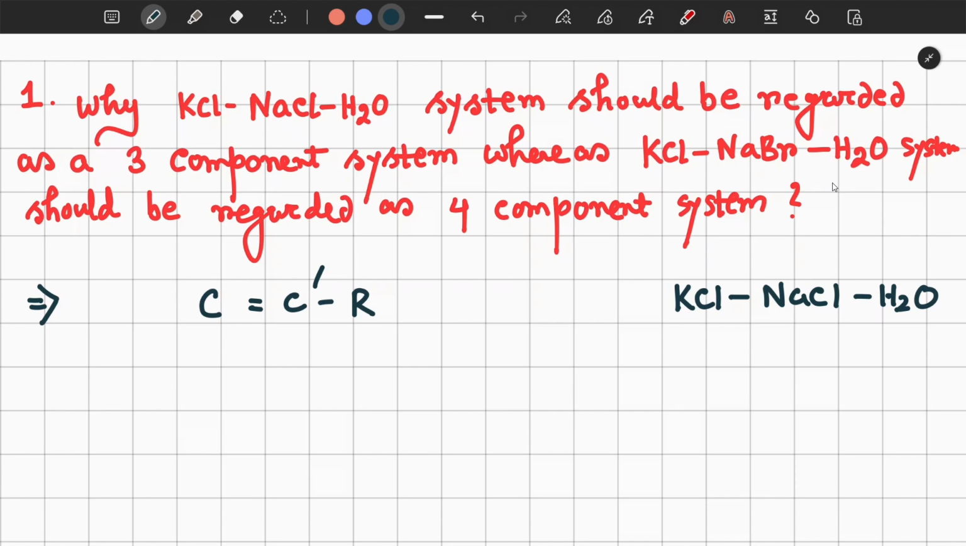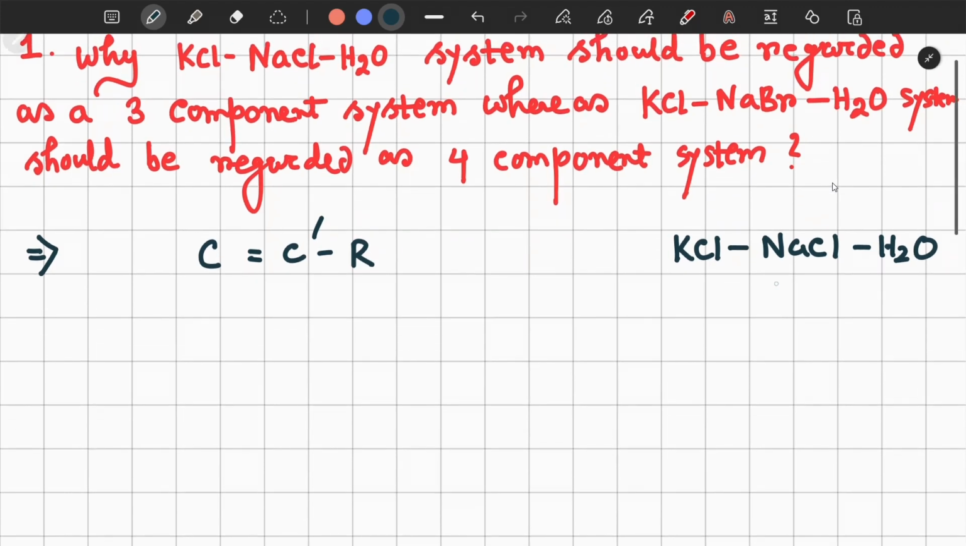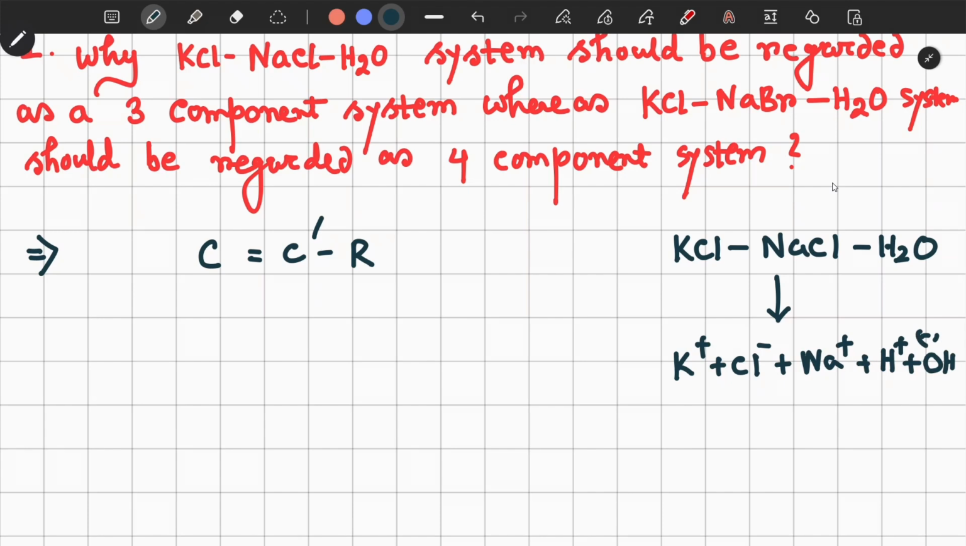It is 6? Why? K plus Cl minus from KCl, Na plus Cl minus, and H plus OH minus. So you are saying Cl minus and H plus OH minus, so it is 5. Yes, 5. But they are saying this is a three component system. Two restrictions are there. Which restrictions? One is for the H2O, H plus and OH minus, and another is for these two.